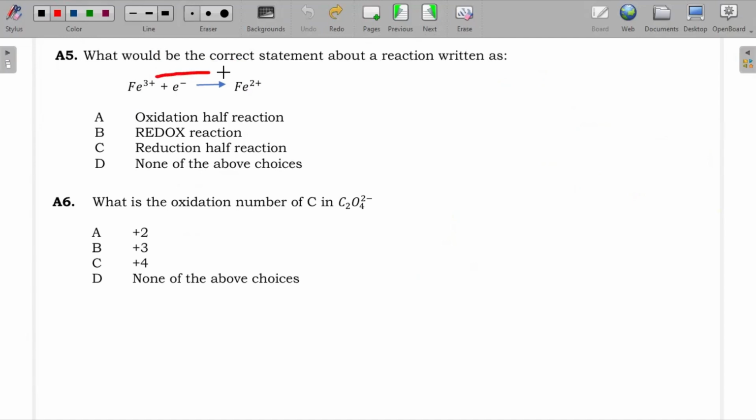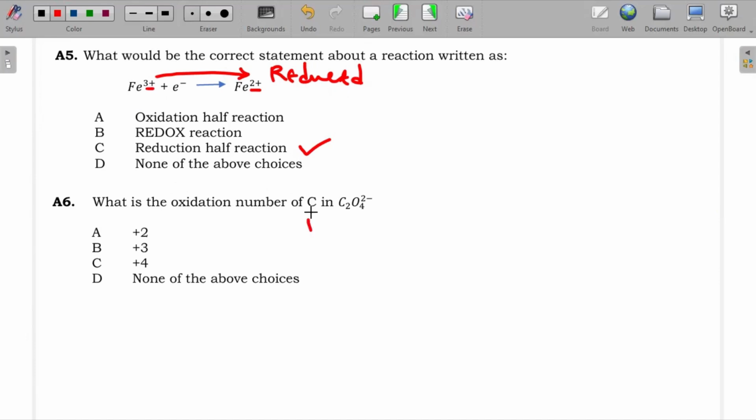So what has happened to that number? It has reduced. The charge has reduced. So if the charge has reduced, then that is simply a reduction reaction. But is it a half reaction? Yes, because it only shows one side of the process. So this is a reduction half reaction, because here it was +3, it has become +2. So there is a reduction in the oxidation numbers there. Okay, so reduction half reaction.